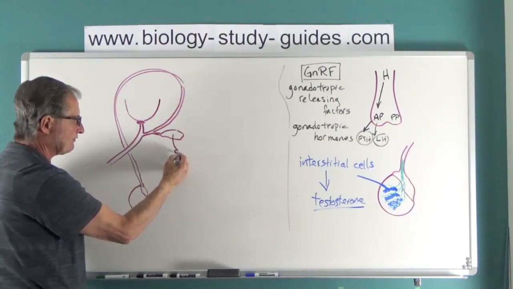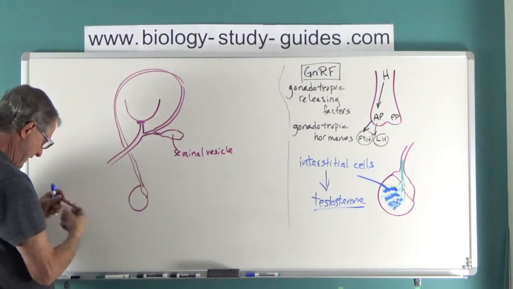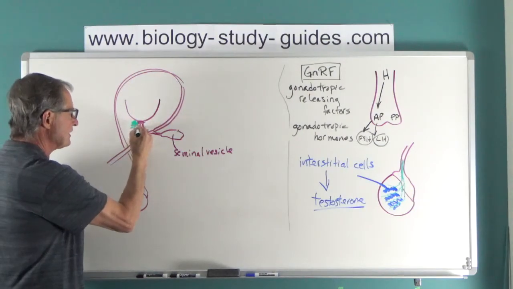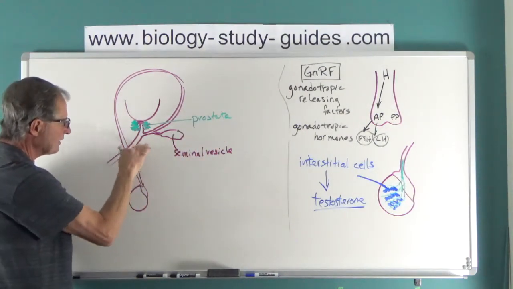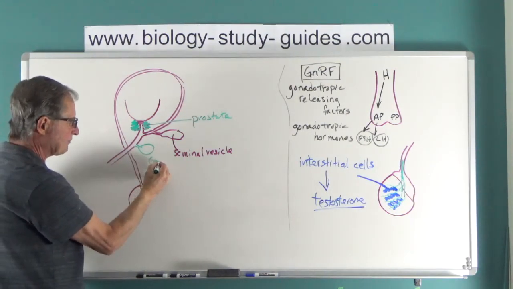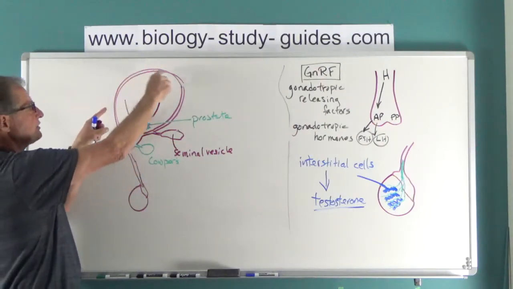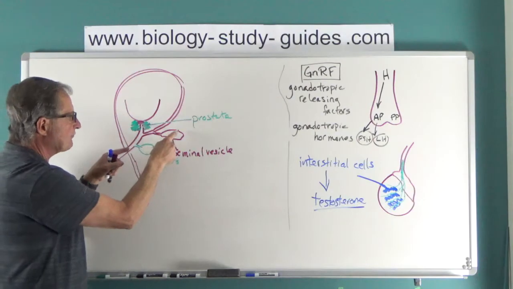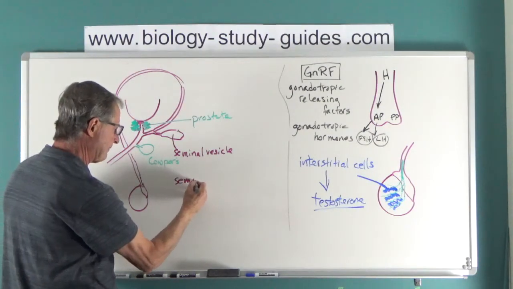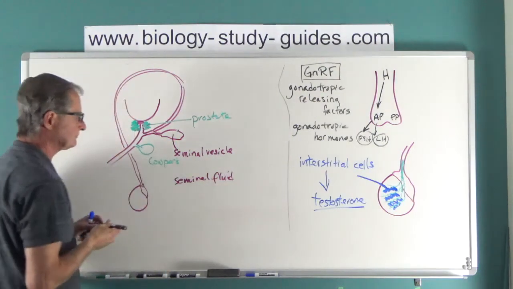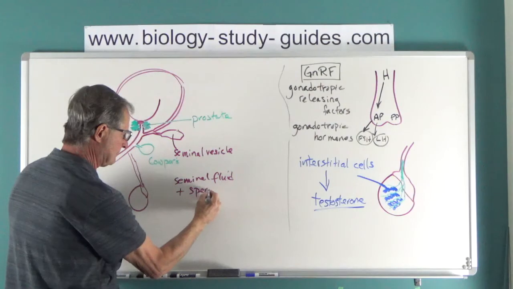Now there are three glands. Remember, this one's the seminal vesicle. The prostate gland is at the base of the bladder, and it actually surrounds this tissue here, the prostate gland. And then there's another little gland here, which we mentioned before, the Cowper's gland, or bulbourethral gland. What happens along the way is when there's an erection and these sperm start to move through here, they pick up fluids from these three glands. That fluid is called seminal fluid. The combination of sperm and seminal fluid equals semen.